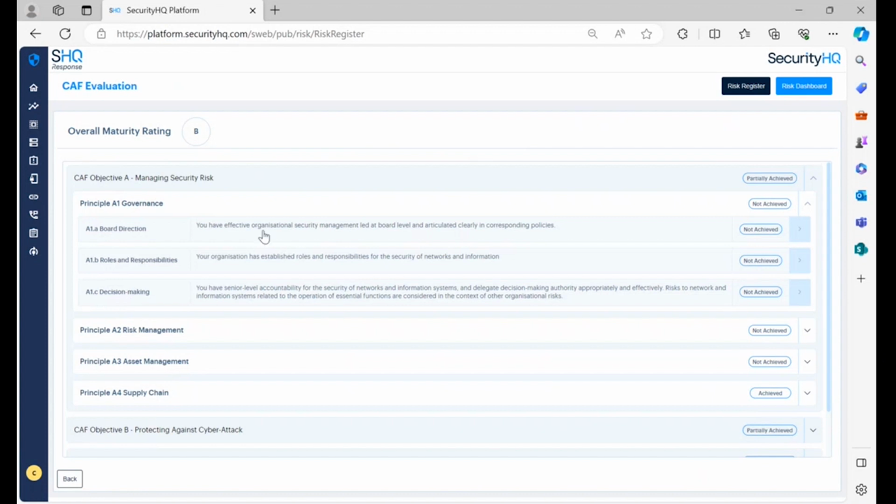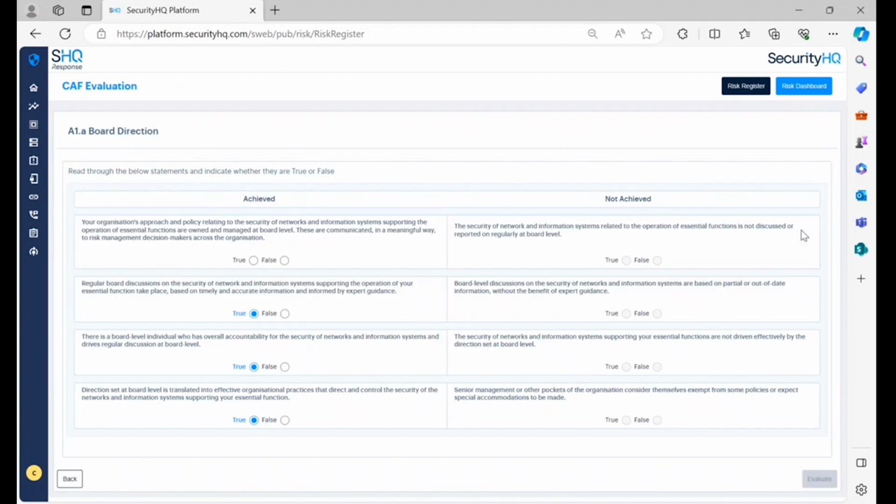Now, this is a fairly simple approach where these questions are presented to the user, and they're fairly clear, non-technical questions from the CAF framework, the cyber assessment framework of the NCSC. And what we've done here is we've built the logic into this to be able to understand whether certain principles and their supporting statements are either achieved or they're not achieved.